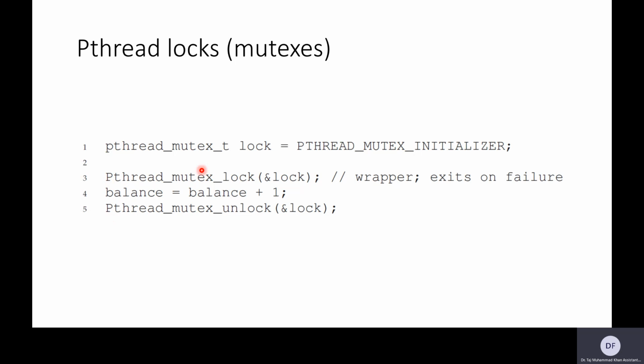pthread_mutex_lock is used to acquire a lock, and only one thread will be able to acquire it, and pthread_mutex_unlock is used to release a lock. So locks help us achieve mutual exclusion.